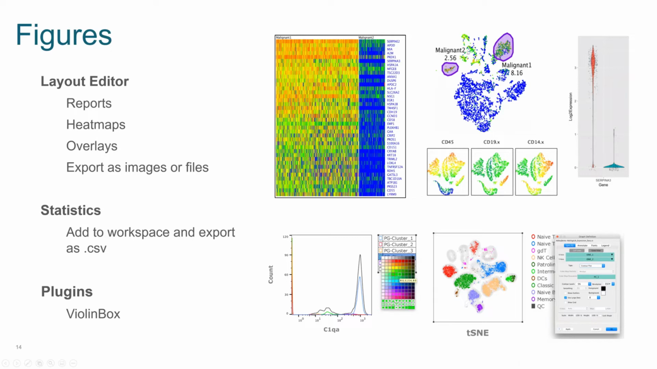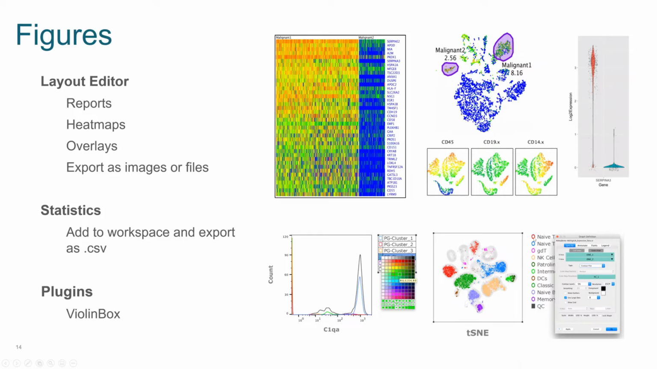So within the layout editor, we can make reports for each of our samples with just showing some bivariate plots or t-SNE plots. But you can also create heat maps. So if you have genes of interest that you want to highlight between different clusters or between different populations, you can select those genes and have them displayed to you in a heat map view. You can also do overlays, that's an example down here. So maybe an overlaid histogram to show the variable expression of a gene across your different clusters. Or you can do a t-SNE overlay.